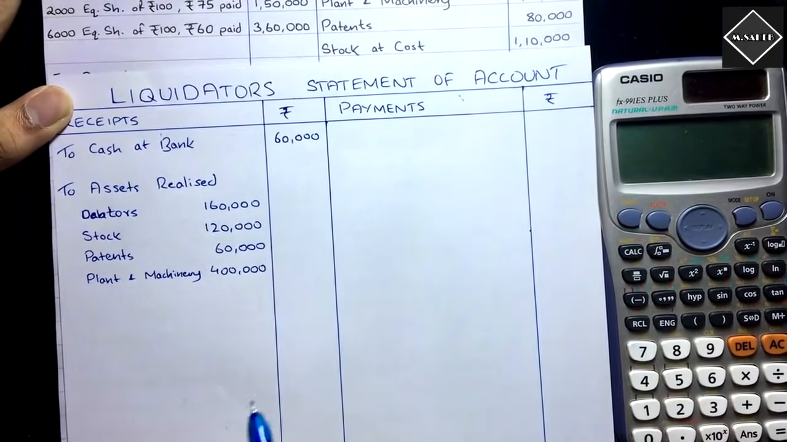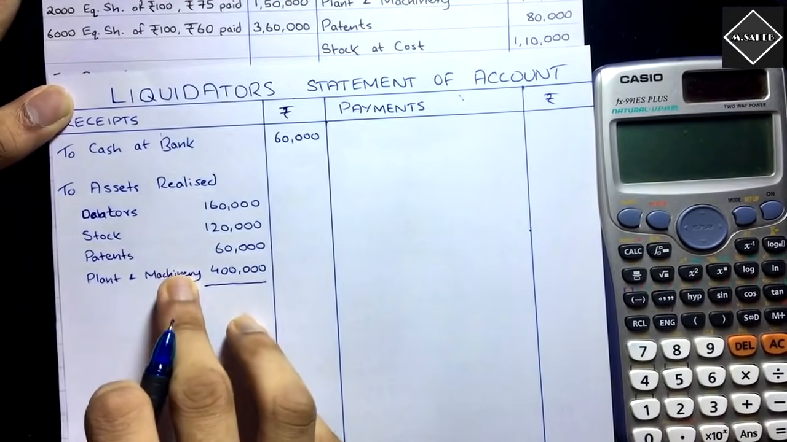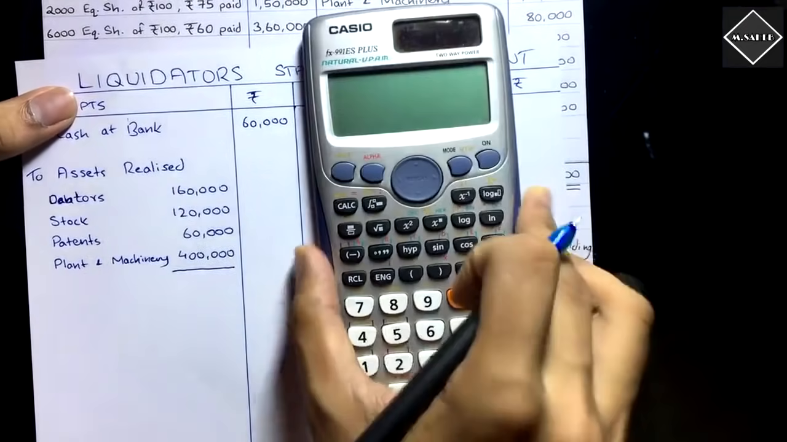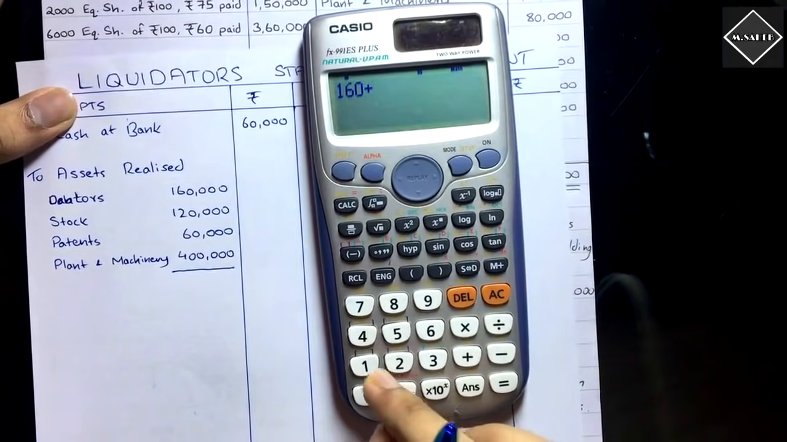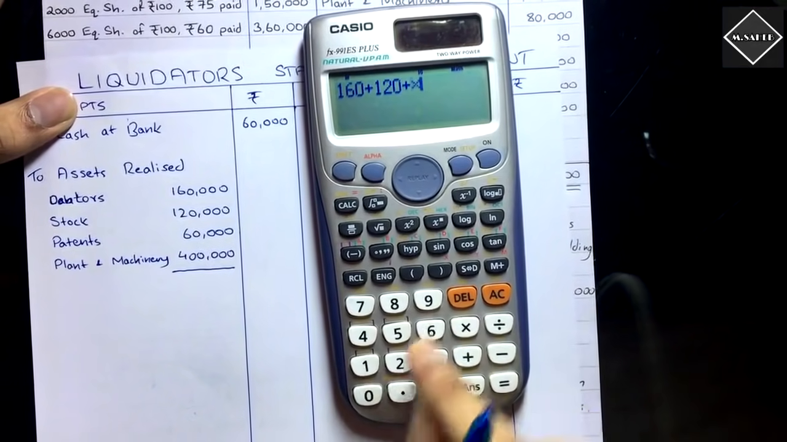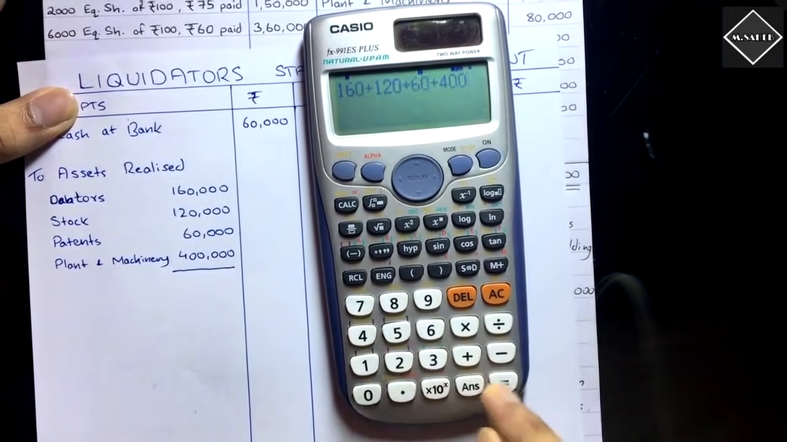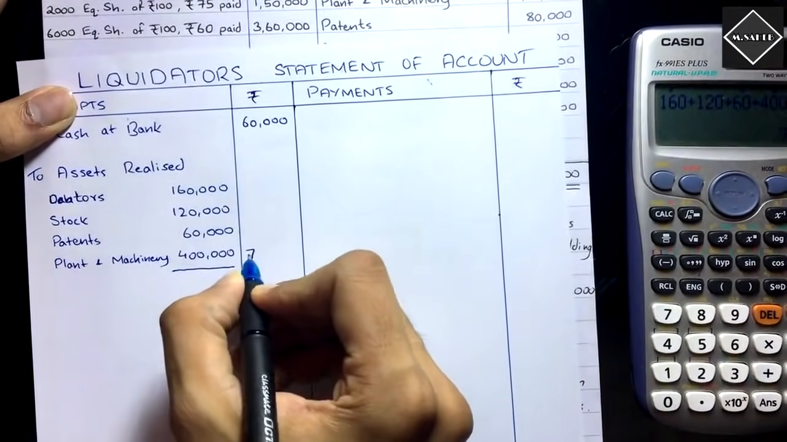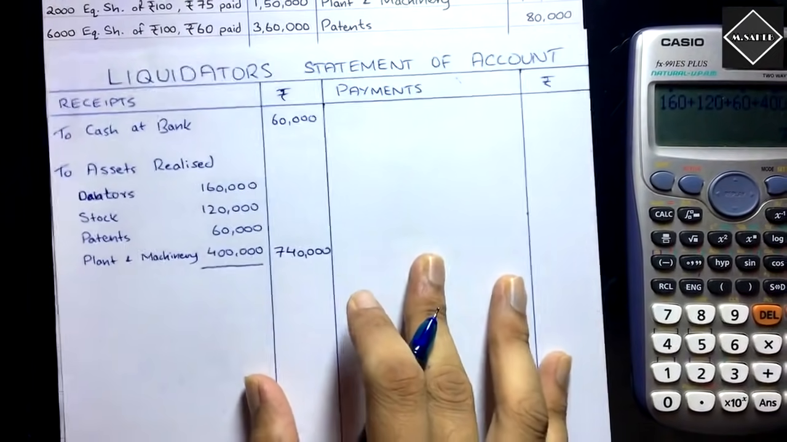Yes, we have taken the assets realized. So now let's add them up. I have not taken land and building. So let's add them up: 160 plus 120 plus 60 plus 400. That is equal to 740, that is 7,40,000. So let's take that outside. That's the total assets realized, without land and building.